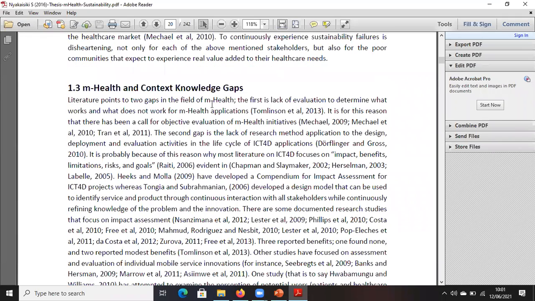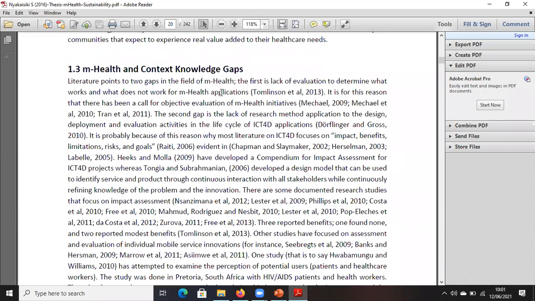Now, in this specific subtopic, this is where I talk about the gaps. So I point out that there were two gaps in the field of mHealth. The first thing is these writers said there was a lack of evaluation to determine what works and what does not work. So this writer specifically pointed out that there is this gap.